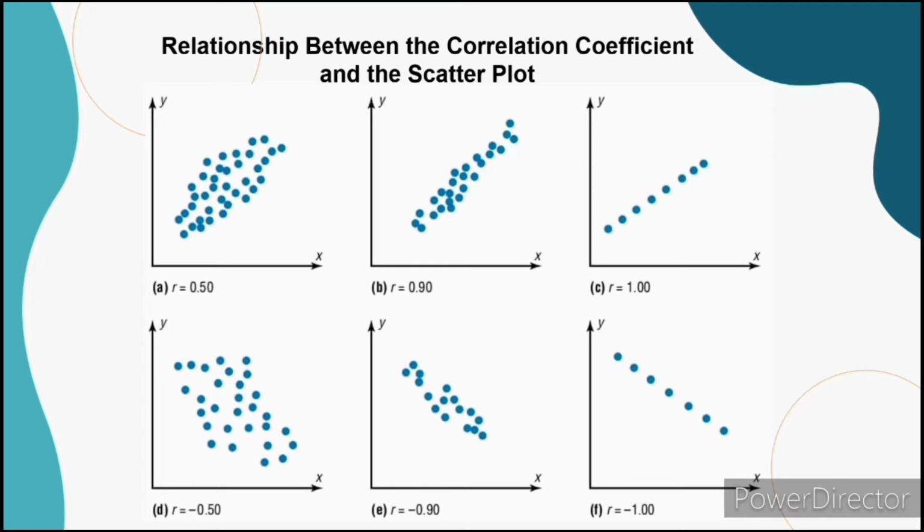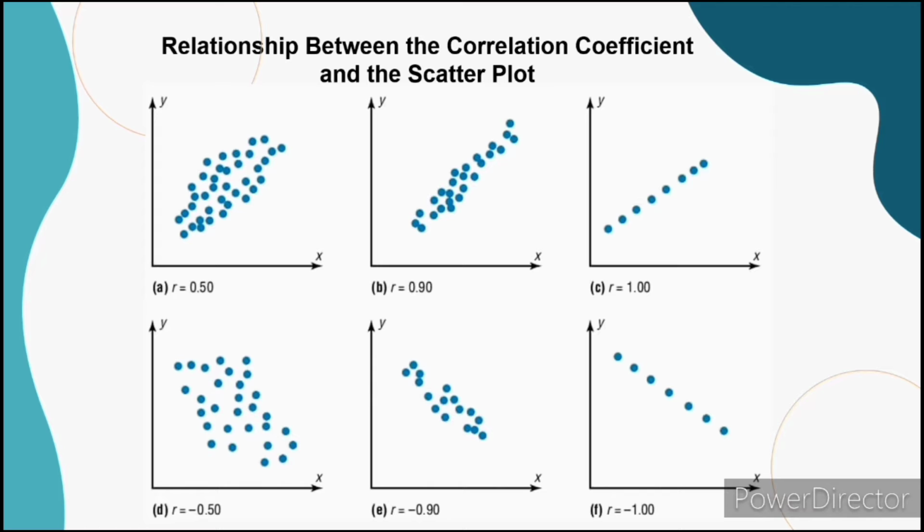So these are some examples of what a graph may look like with different types of relationship. The first is r equal to 0.50. There is a positive linear relationship but it's not very strong. Next is r equal to 0.90. As you can see, the points are closer to each other. The positive relationship is stronger than the first one.